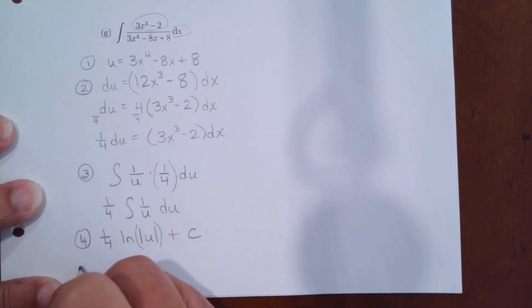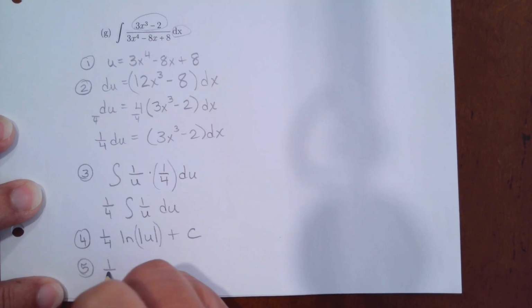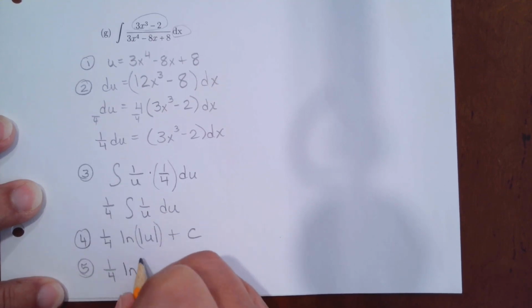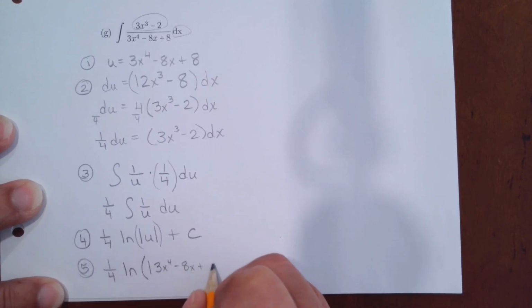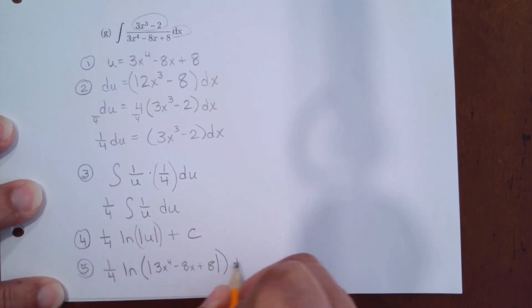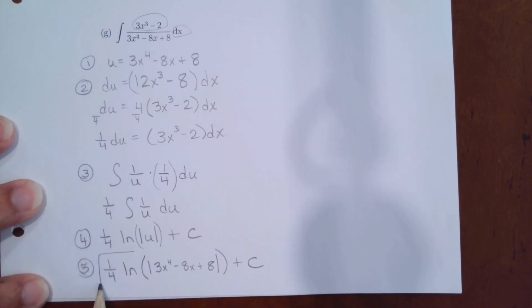Then substitute back in what u was. So 1/4 natural log, and u was the absolute value of 3x to the 4th minus 8x plus 8. There is your antiderivative.